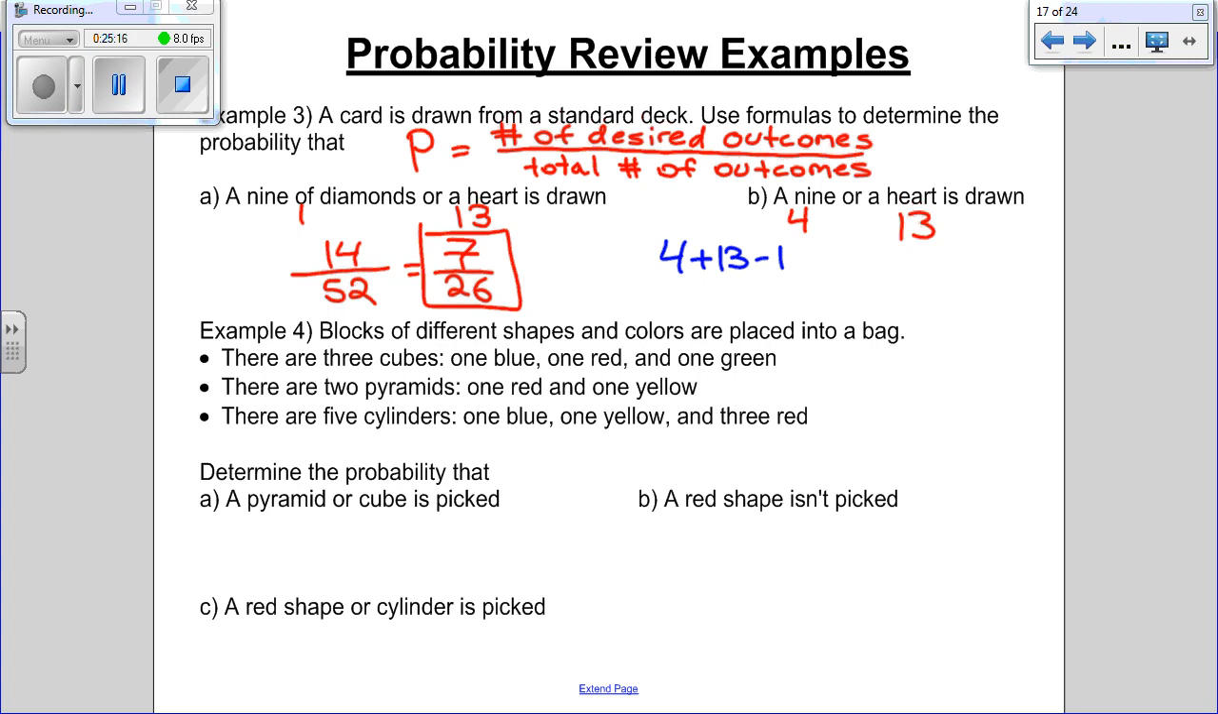Remember to check to see if you're double counting anywhere. That's where probability can get a little tricky. In this case, these were not mutually exclusive events, right? There was something that landed into both of them. The 9 of hearts was in both. So you had to subtract that when you're doing your probability. That means that we have 16 desired outcomes divided by the 52 possible outcomes.